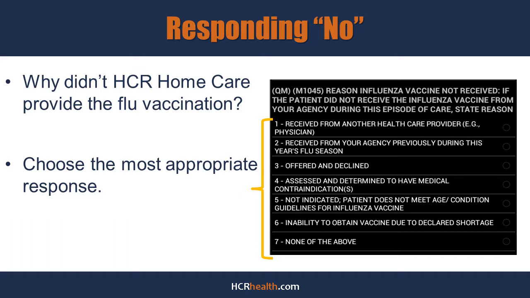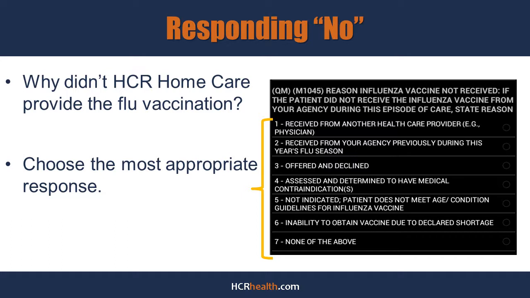Choose number 2, received from your agency previously during this year's flu season, if the patient received the vaccination from HCR Home Care during a previous episode of care that has occurred during this flu season. Choose number 3, offered and declined, if we offered the patient the flu vaccination and they refused.